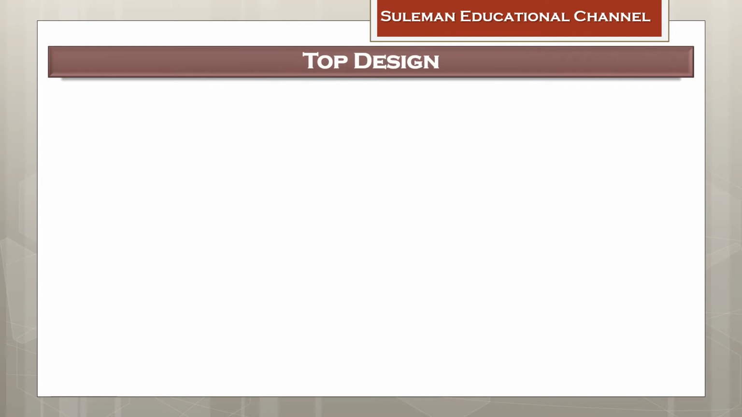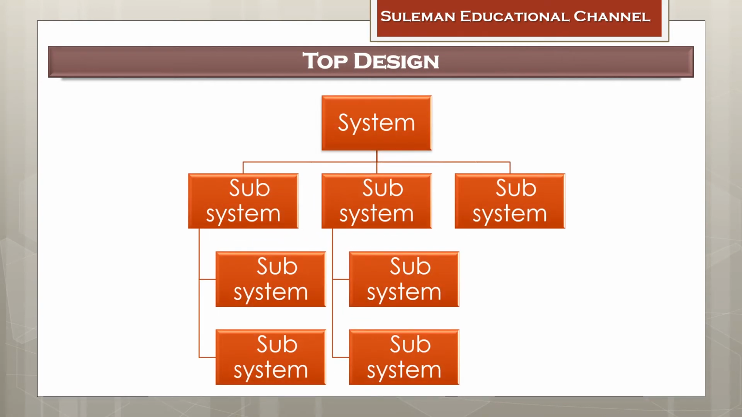In this part, we will discuss top-down design. Top-down design is the breaking down of a computer system into a set of subsystems. As we have studied earlier, a system is made up of many subsystems working together. We then break each subsystem down into a set of smaller subsystems, and we can continue to break the subsystems down further until each subsystem just performs a single action.